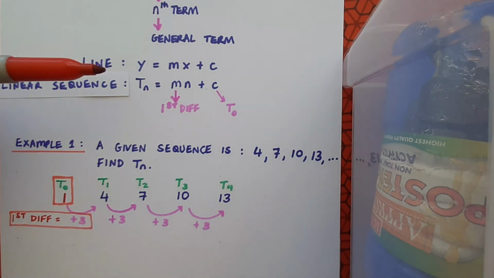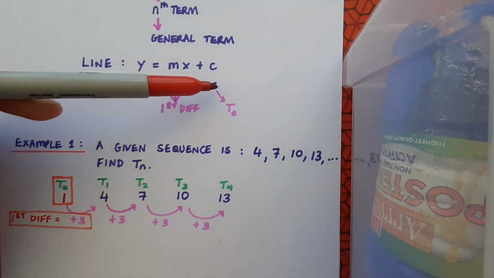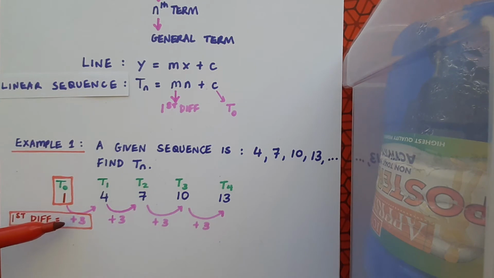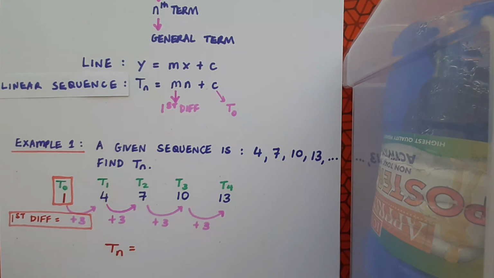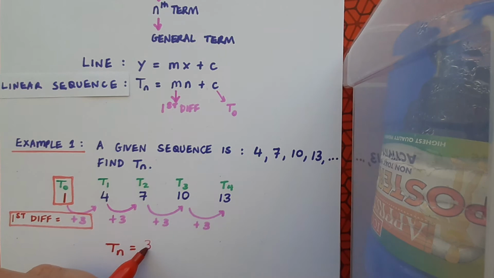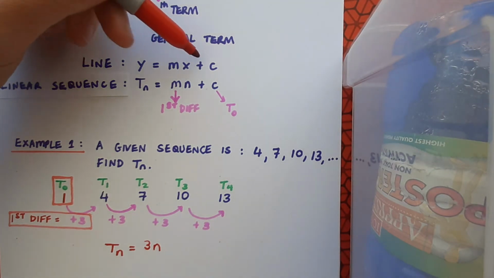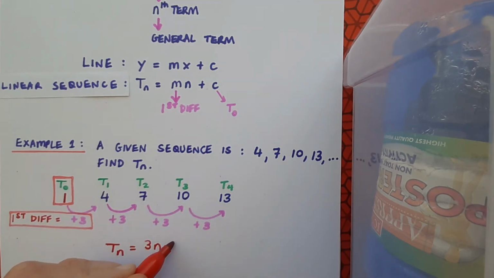So to make Tn then, let's look back. It's pretty much the equation of the line, mn plus c. Where the m is, I'm going to put in the first difference. That's the plus 3. Where the c is, I'm going to put in the term 0. That's 1. So Tn is going to be first difference. That's 3. You can say plus 3 if you like. And then n. So the n is kind of like the x in the equation of the line. Plus c. So plus term 0. What's term 0? It's 1. So plus 1.